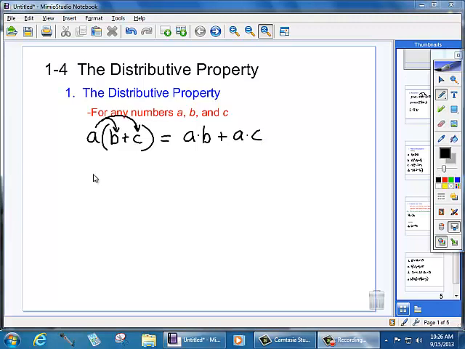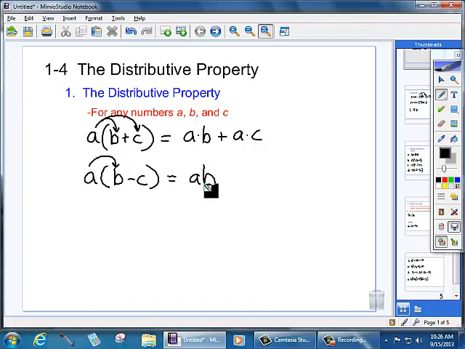Okay, we can also do this over subtraction. Let's see, we can take a number A, multiply it by the difference of two numbers, and we can simply take that A and multiply it by the B to get A times B, minus, distribute the A over the C and get AC.